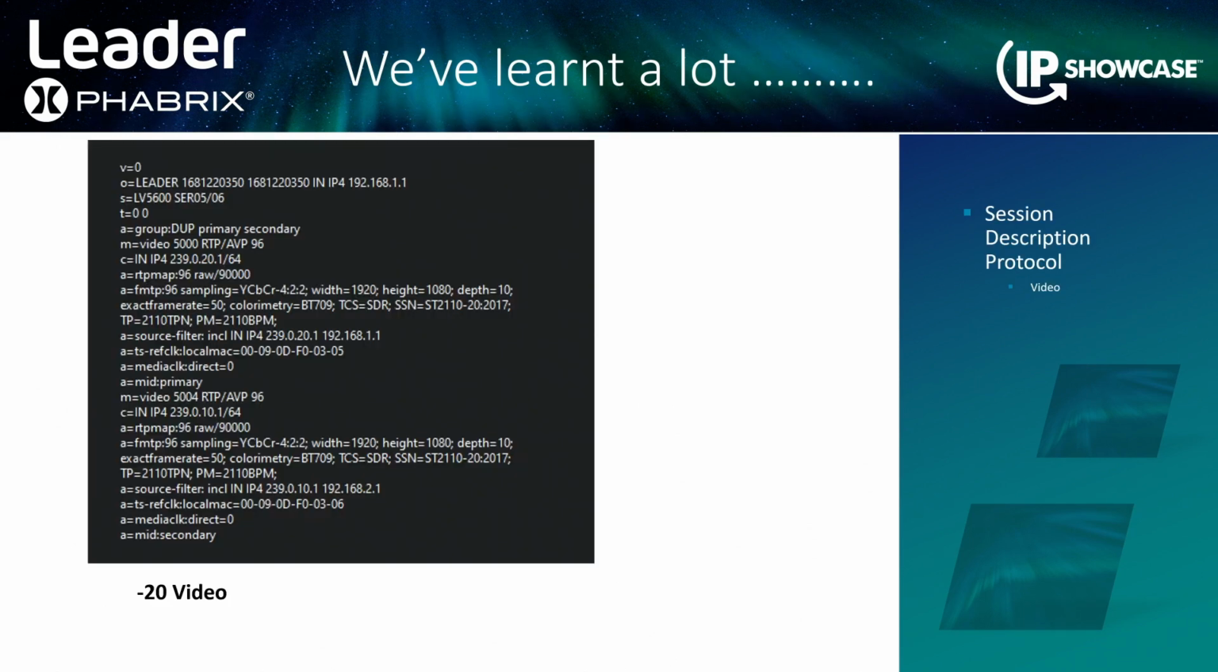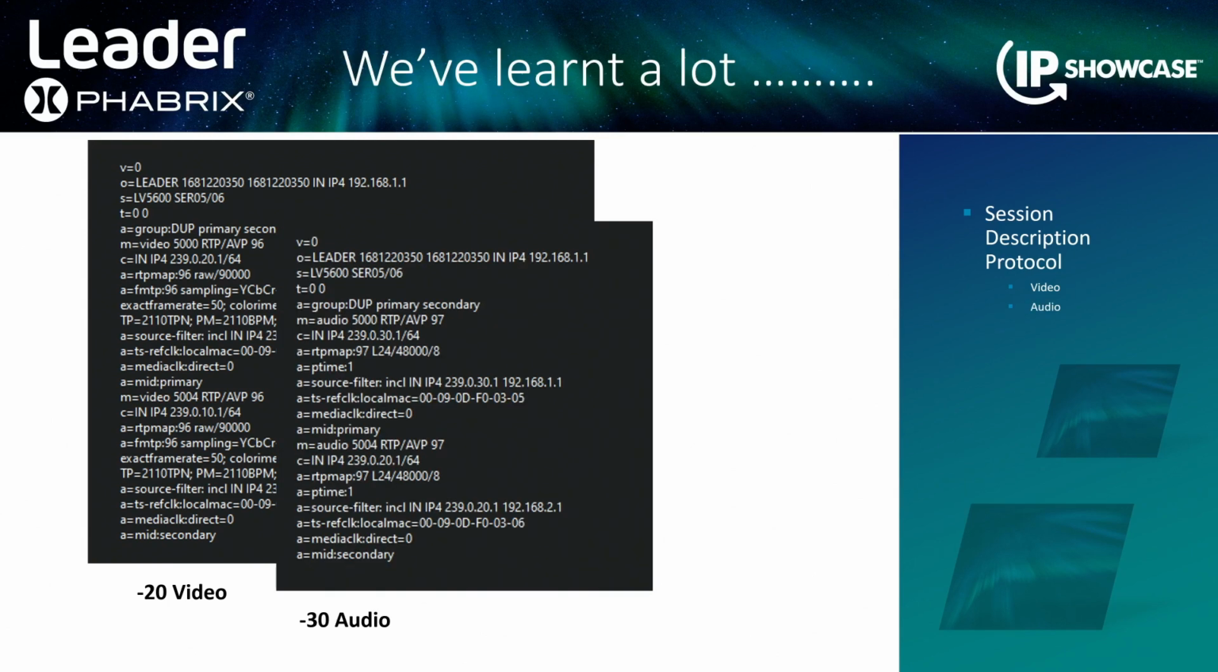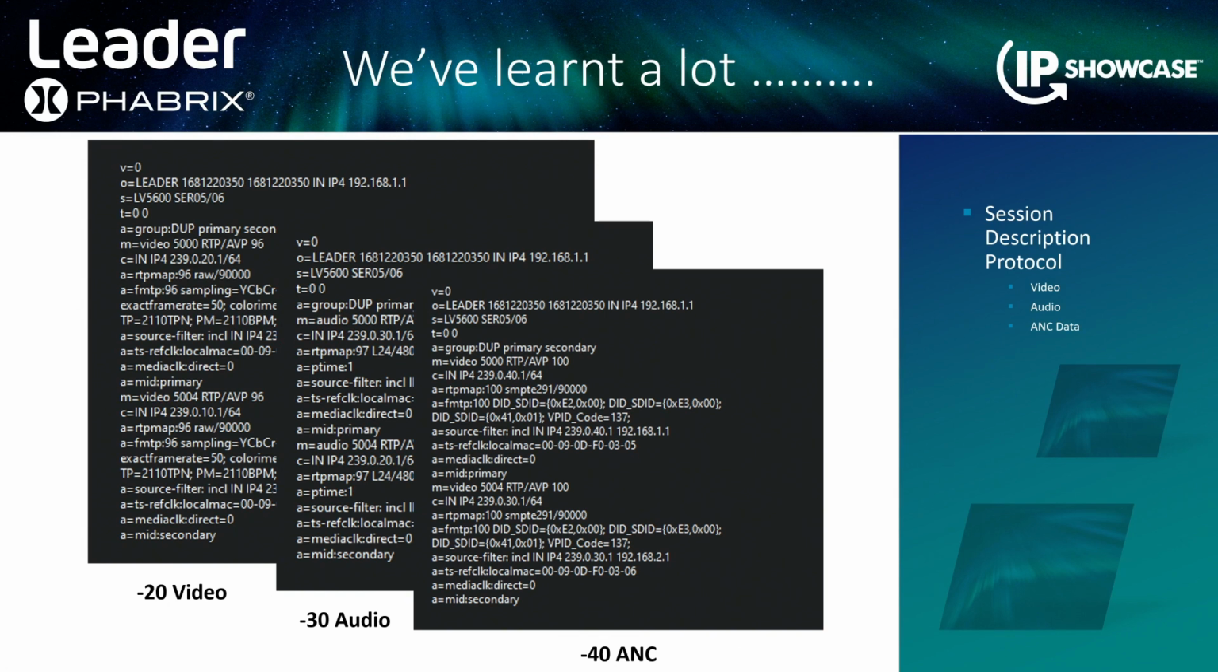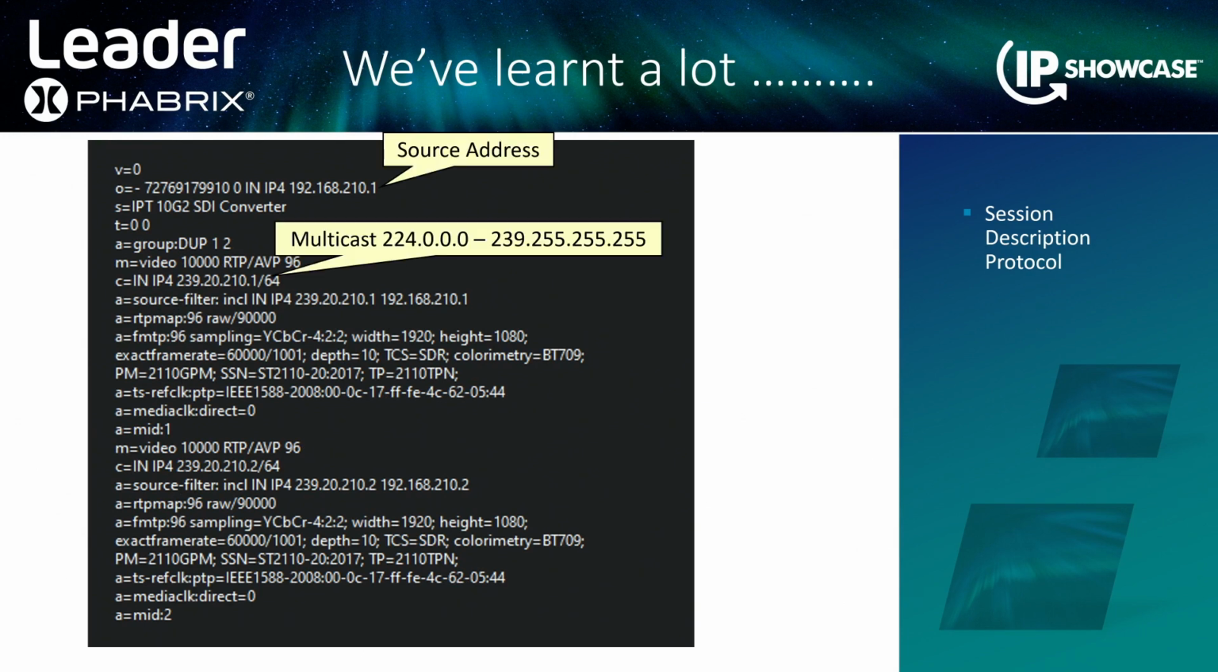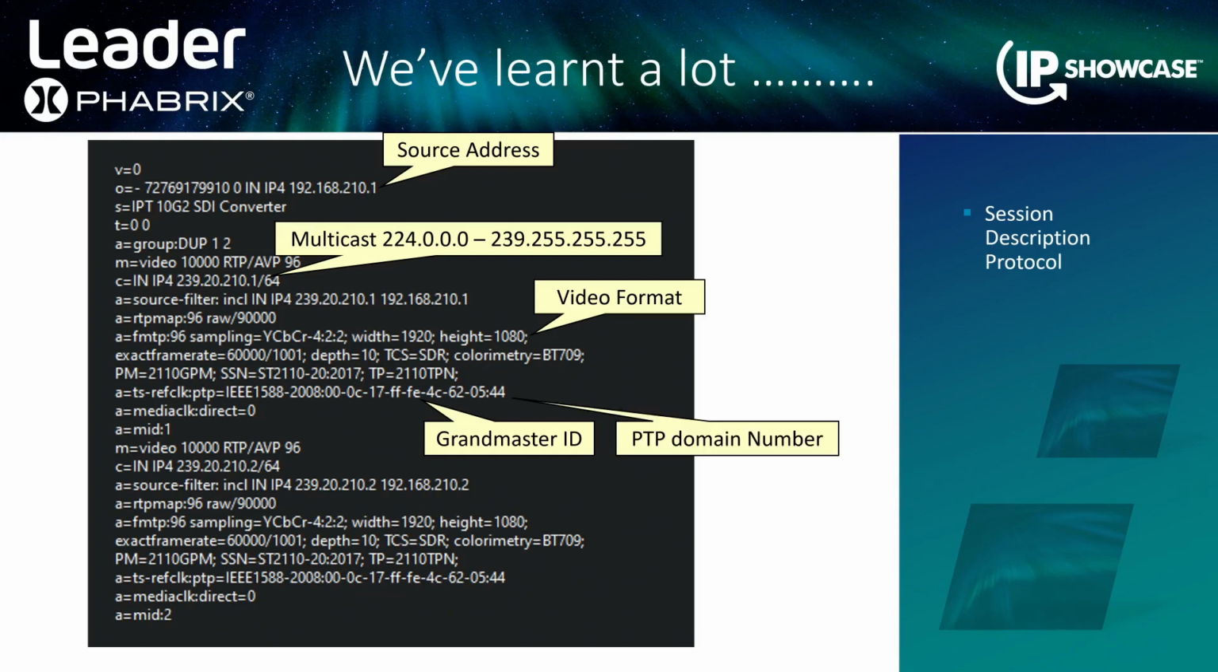So if you go into a system and look at a session description protocol file, you will find there will be a -20 version, a -30 for your audio, and a -40 for your ancillary data. And if you look at it, once you get used to it, you can very quickly start to pick out the information within it: its source address, its multicast, its video format, and information about that PTP Grandmaster that we were talking about right at the beginning of the show.